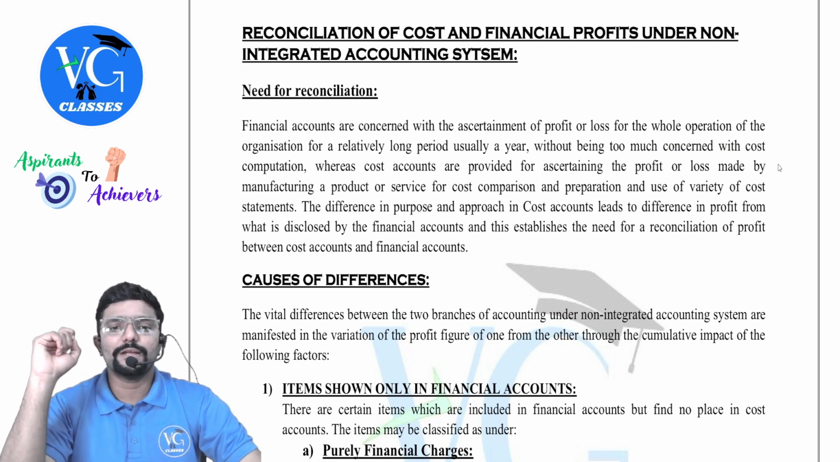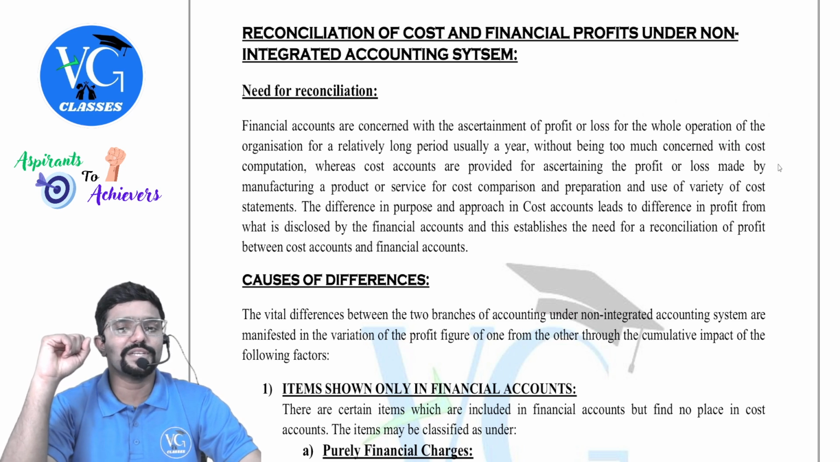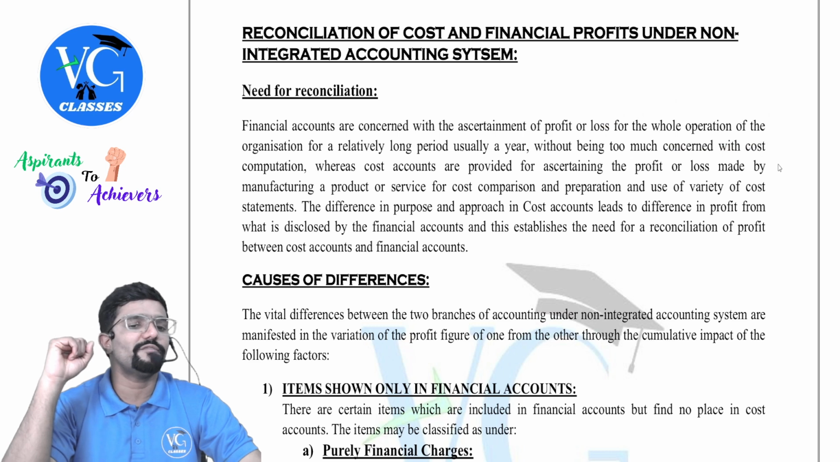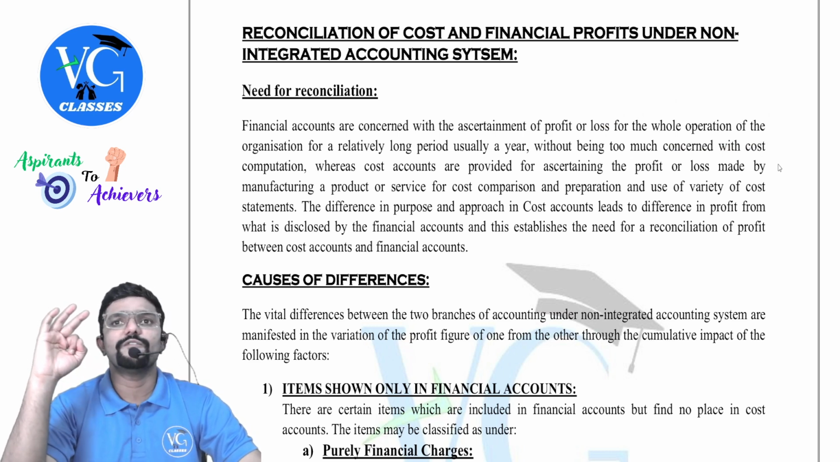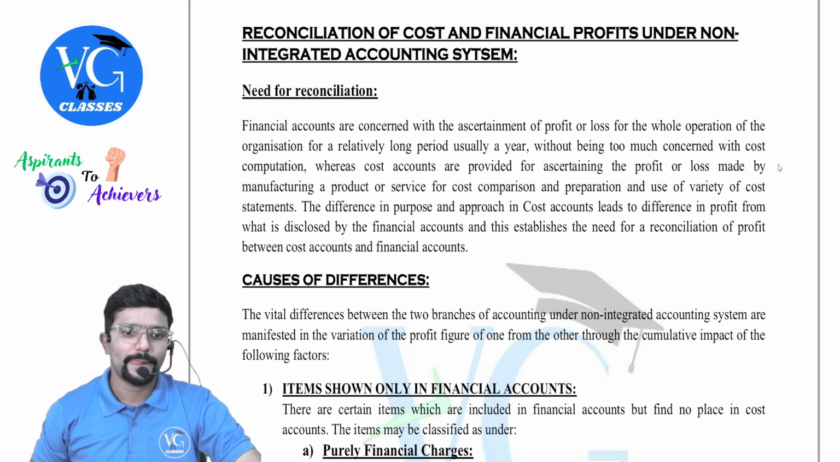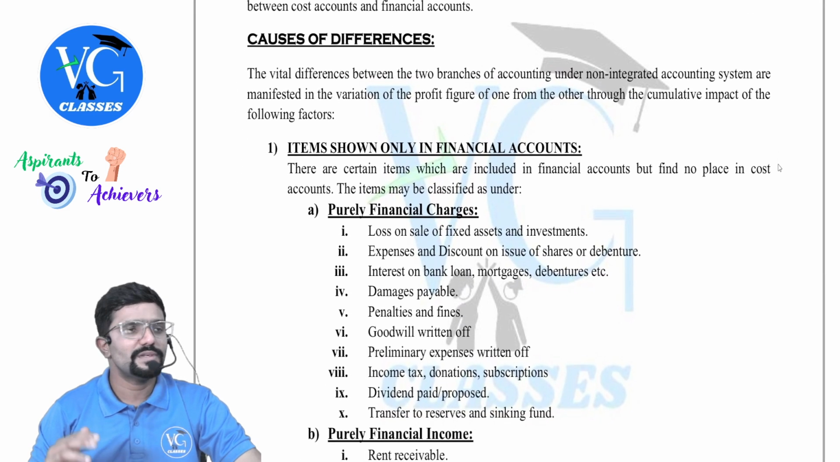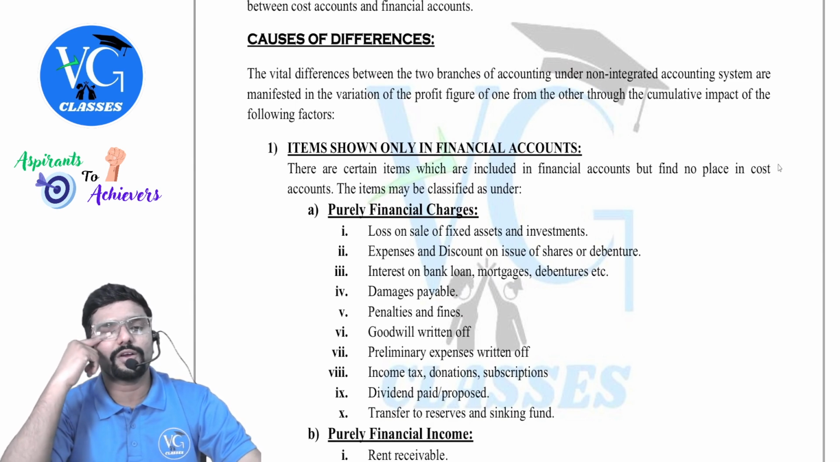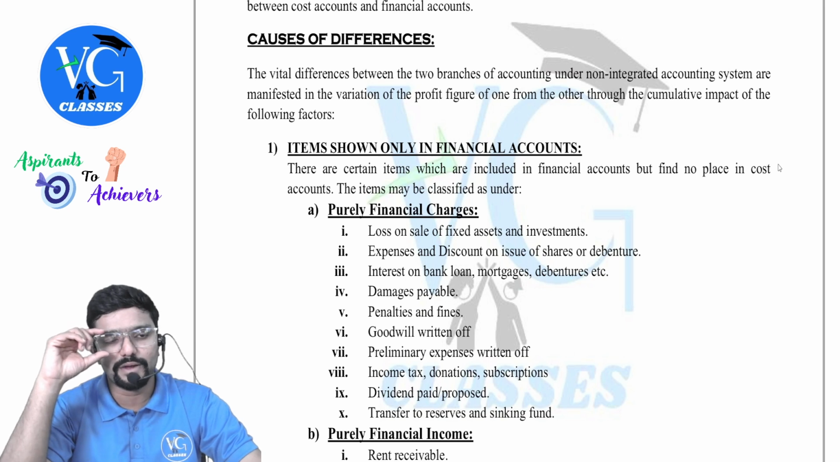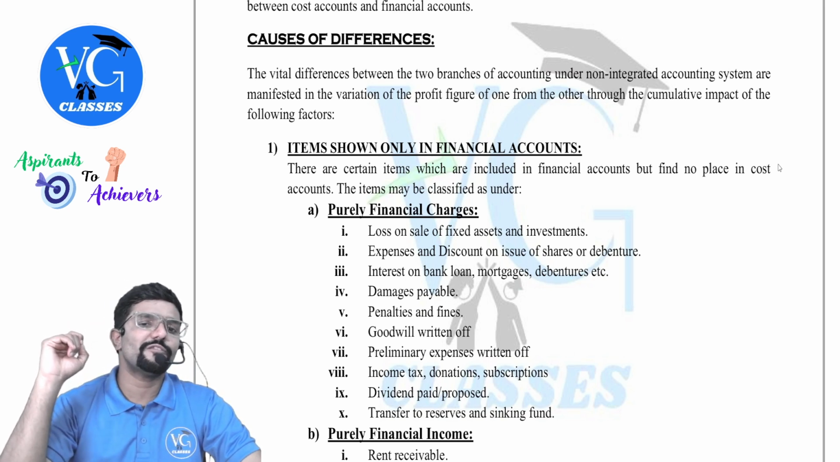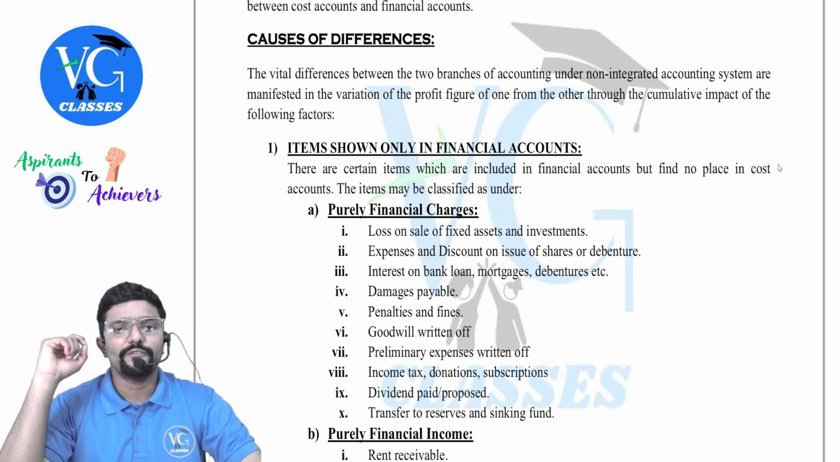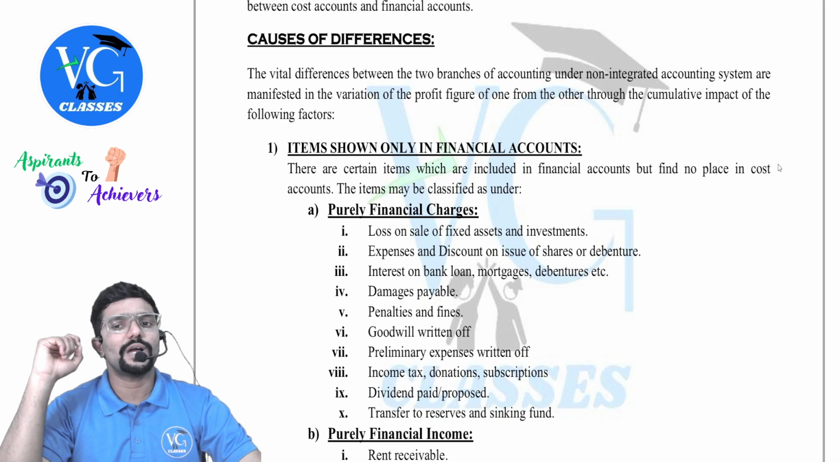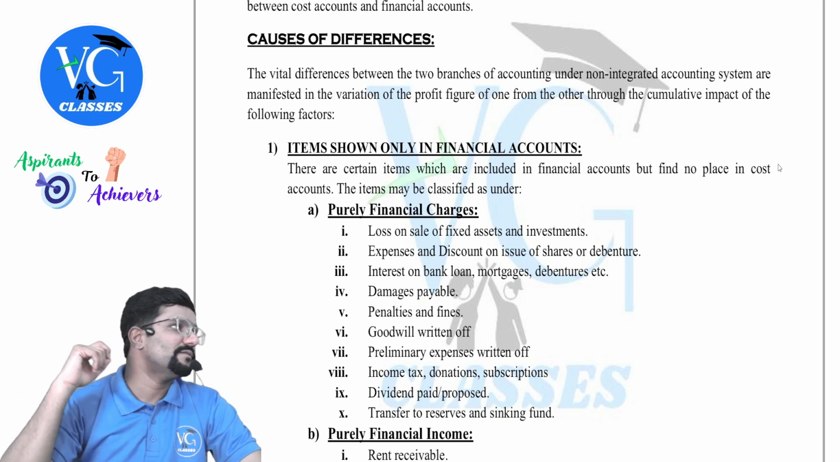The difference in purpose and approach in cost accounts leads to difference in profit from what is disclosed by the financial accounts, and this establishes the need for a reconciliation of profit between cost accounts and financial accounts, guys. What are the causes for the difference? Means what are the reasons for the differences? The vital differences between the two branches of accounting under non-integrated accounting system are manifested in the variation of the profit, that is the difference in profit figure of one from the other through the cumulative impact of the following factors.